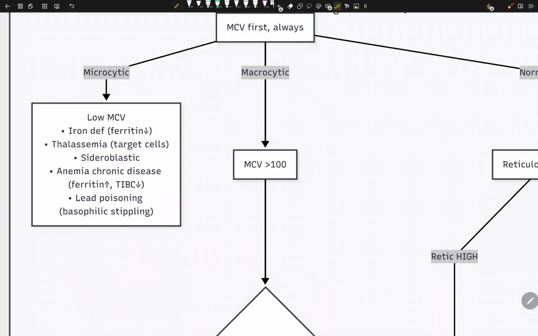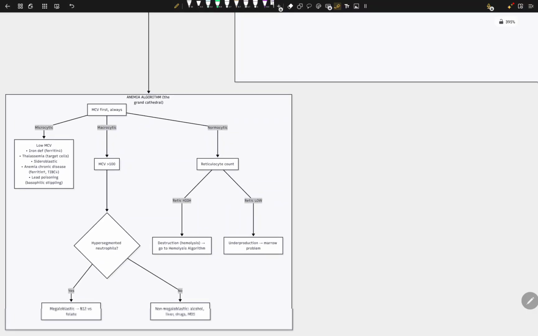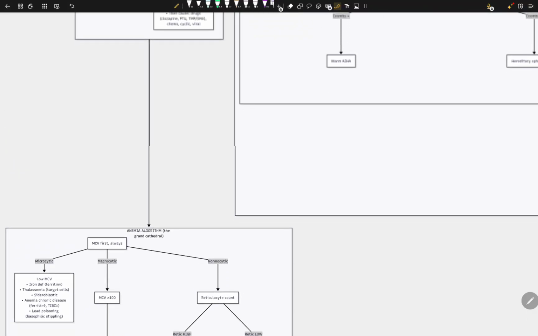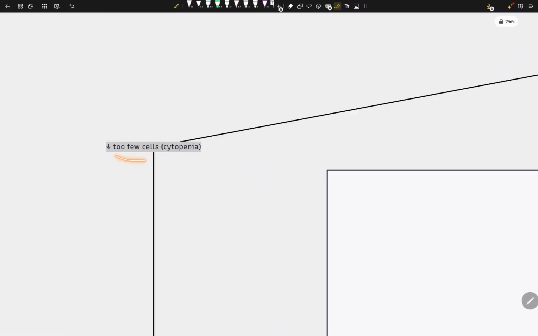right, rings. Then we have anemia of chronic disease, iron is locked in. And then we have lead poisoning that leads to the ferrochelatase inhibition, right? So that is the anemia algorithm, right? That's the whole anemia.